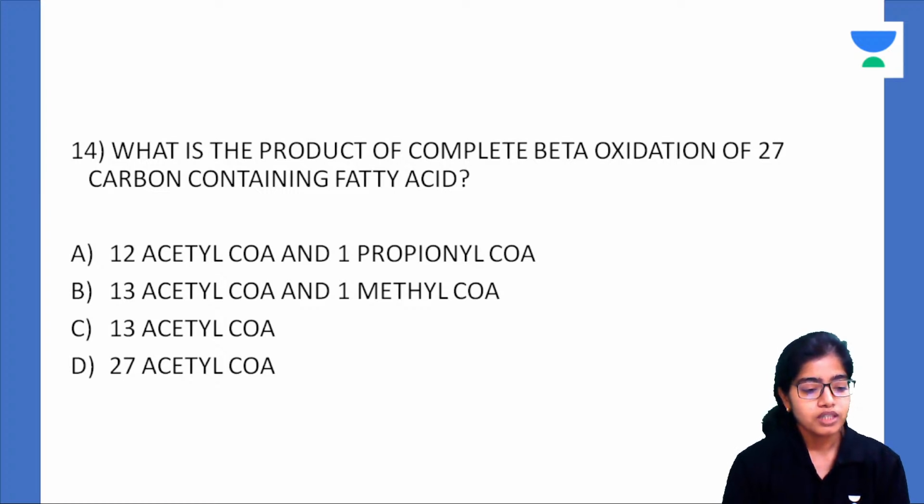What is the product of complete beta oxidation of 27 carbon containing fatty acid? A. 12 acetyl CoA and 1 propionyl CoA. B. 13 acetyl CoA and 1 methyl CoA. C. 13 acetyl CoA. Or D. 27 acetyl CoA.